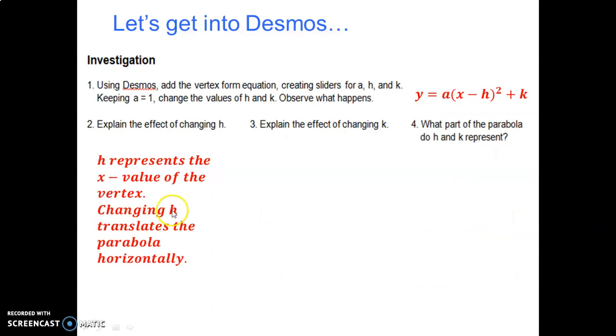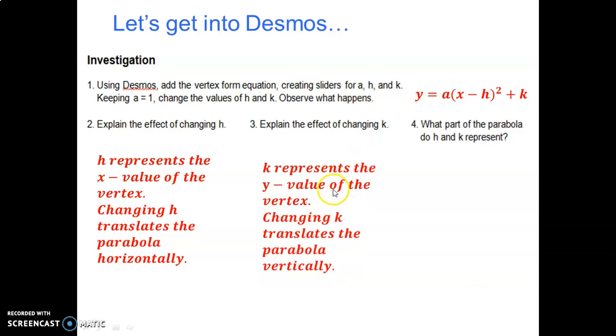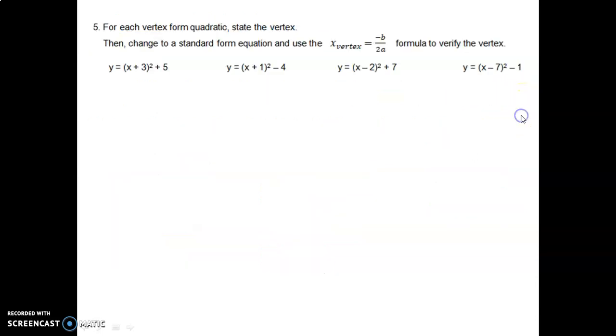Great. Okay, so explain the effect of changing k. k represents the y value of the vertex. Changing k translates the parabola vertically. So again, translation means sliding it, vertically means up and down. So what part of parabola do h and k represent? Well, that's pretty clear now. (h, k) is the vertex of the parabola. Obviously, this is called the vertex form for a reason, because this form of writing a quadratic equation or a parabola clearly shows us what the vertex will be. It's these two values here that will tell us the vertex.